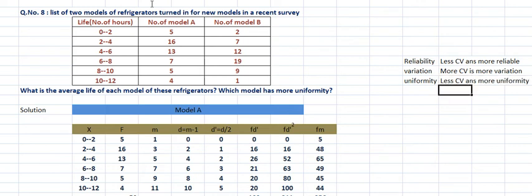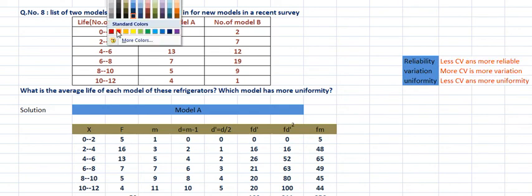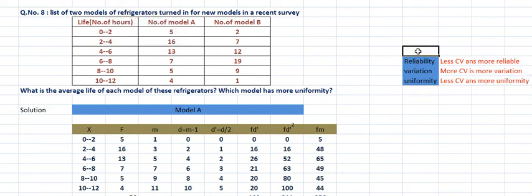Clear? You need to observe all these things, then you will get the answer. If the question is like this, these are the answers for that. Your answer must be in this way. These are normal questions I am saying, not for this particular question. They may ask the question like this, and your answer must be like this. If they are asking which is more reliable, the one whose CV is less is more reliable.